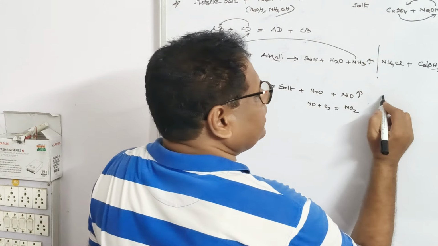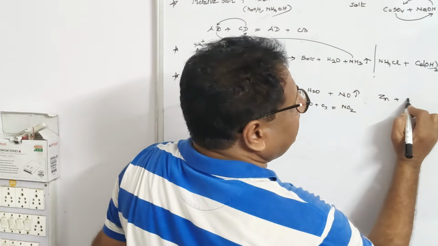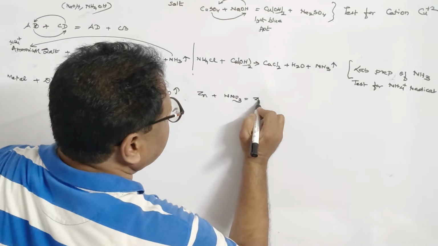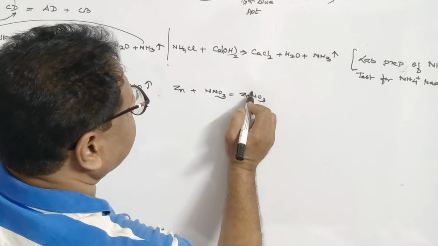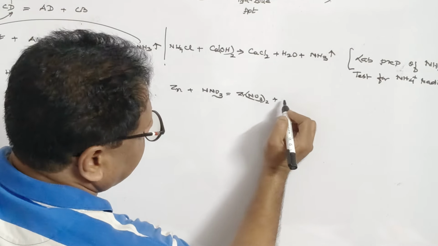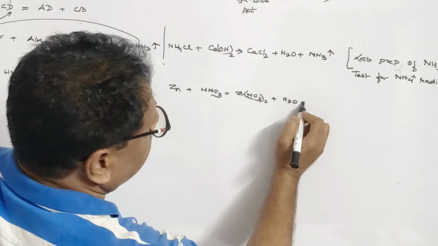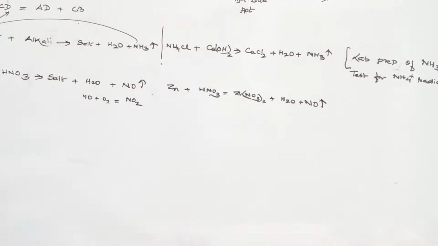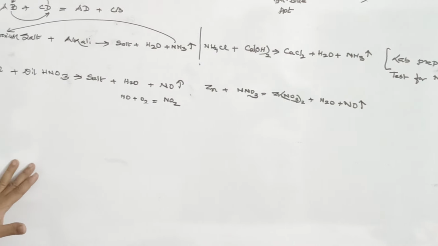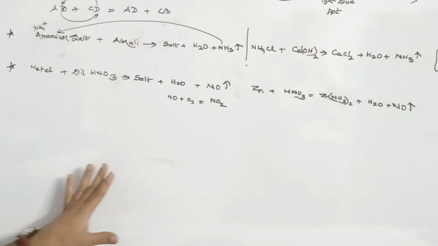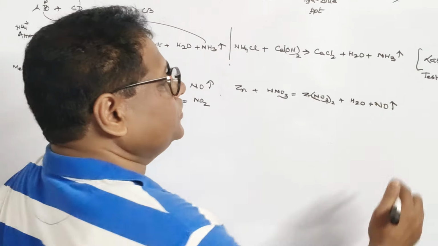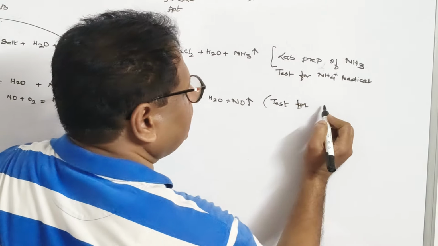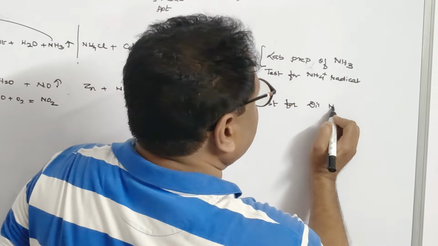Now let us give an example. If you take zinc metal and make it react with dilute HNO3, this will form zinc nitrate plus water plus NO. See, I am not balancing the equations. That is very easy. It's based on class 7 concepts. So these are the products. So this is the test for dilute HNO3.